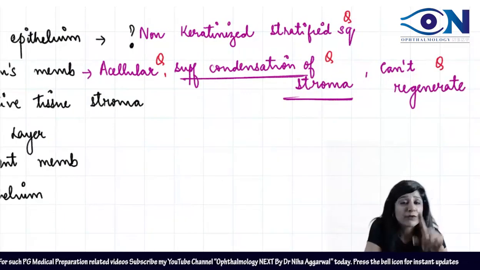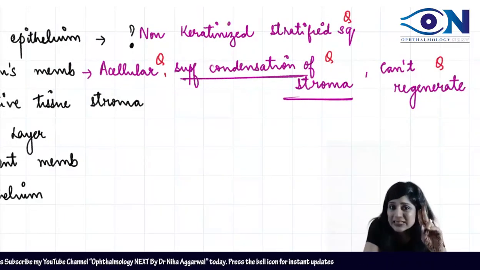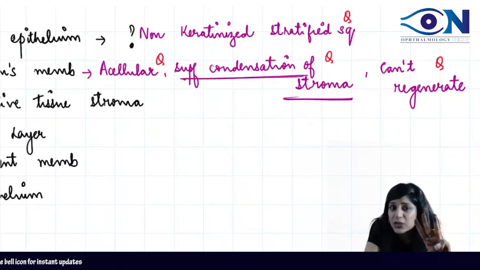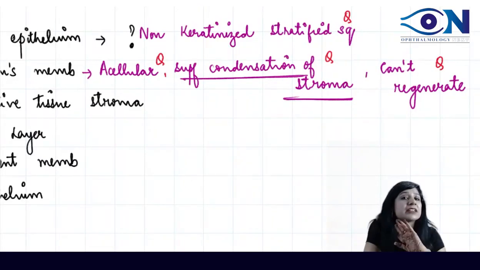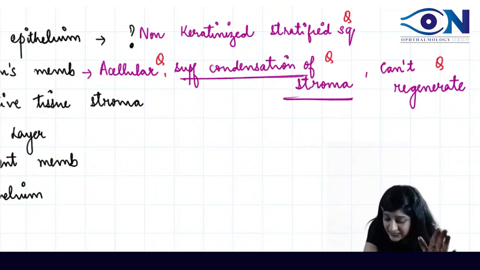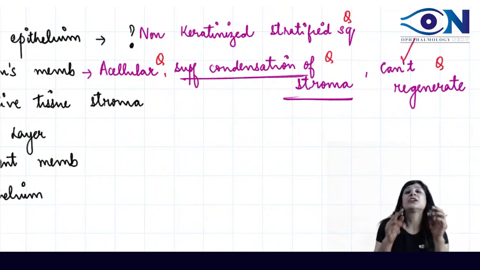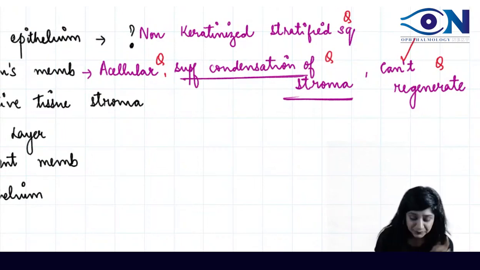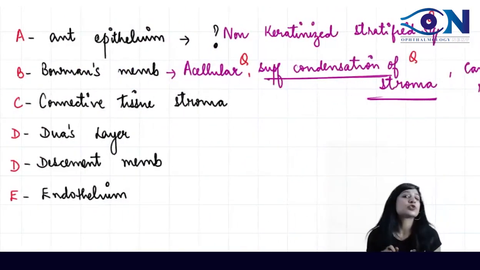What is the type of epithelium? Bowman's layer is acellular. Keep on learning, guys. Then we have superficial condensation of stroma. It is acellular, does not have any cells, and therefore it cannot regenerate. Okay? Written. Now come to the connective tissue stroma.